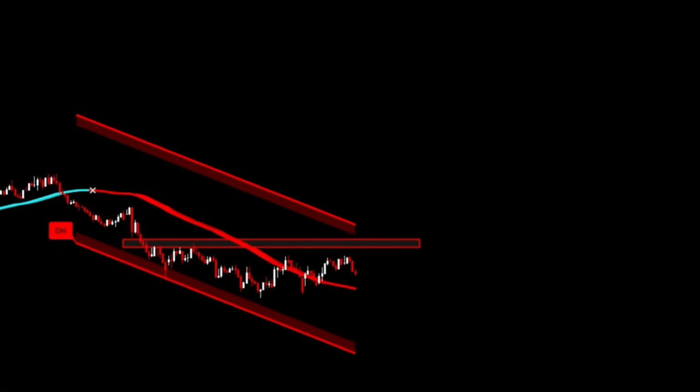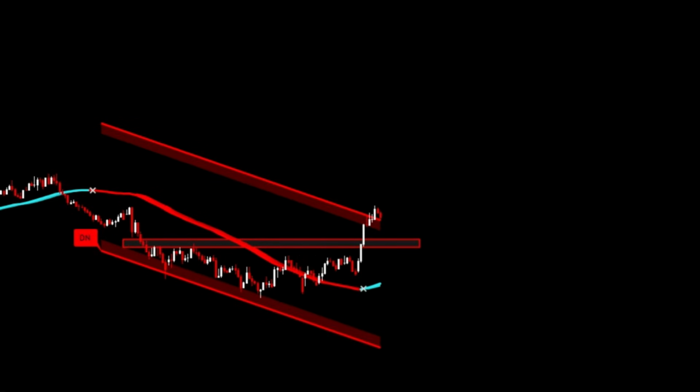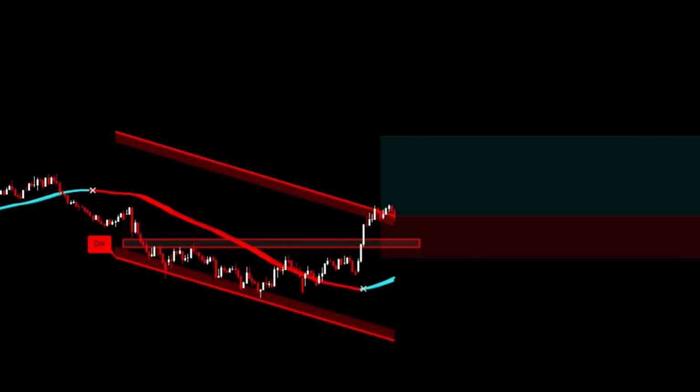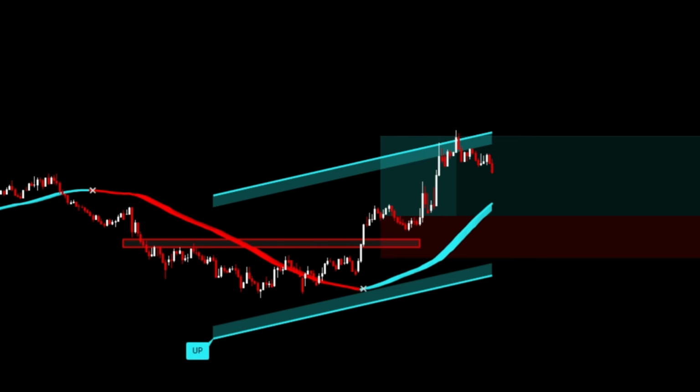Here's the key moment. Once candles start pushing up and we see a break above that resistance, that's my possible confirmation for a long trade. And look what happens next. Candles started climbing, and the channel turns blue, signaling a momentum shift to the upside.